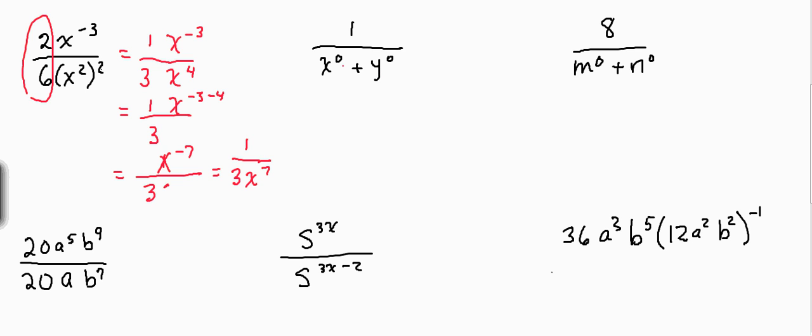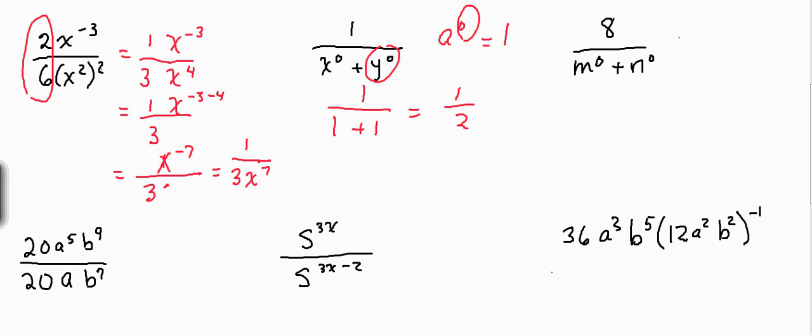Now here I have 1 over x to the 0 plus y to the 0. We know that any number raised to the 0 power is always going to be 1. So if I convert this x to the 0 to 1, and I convert y to the 0 to 1, I get 1 over 1 plus 1, which is 2.